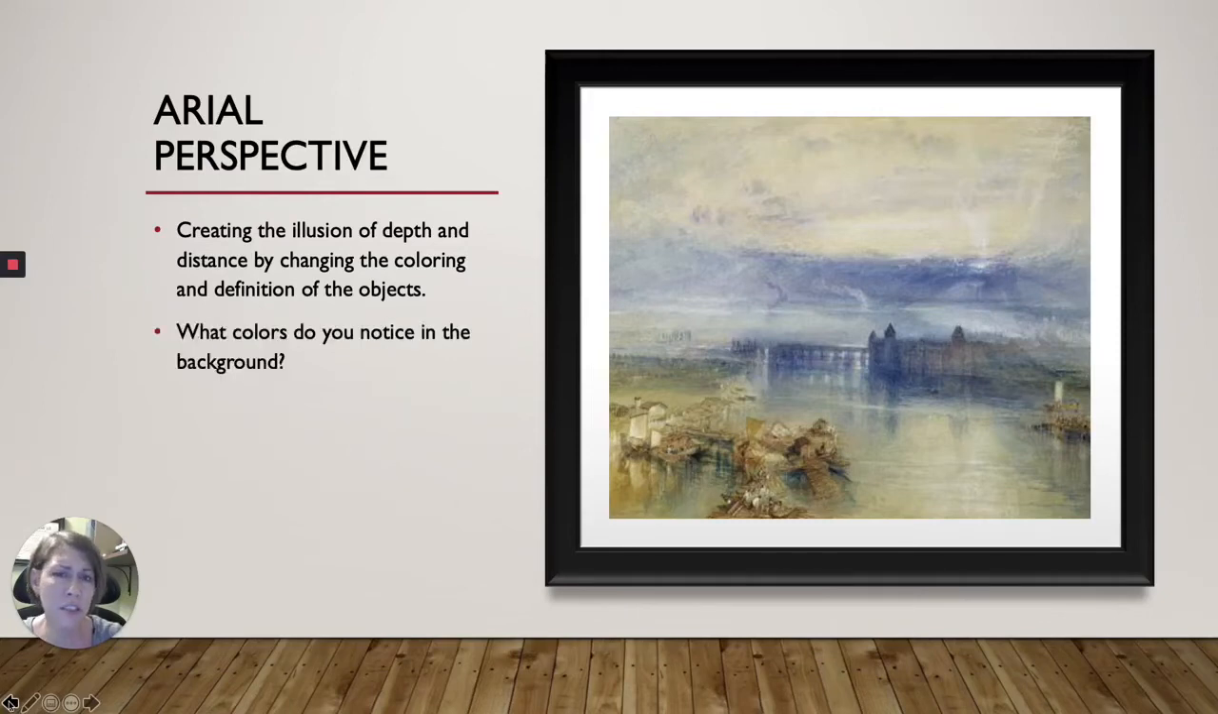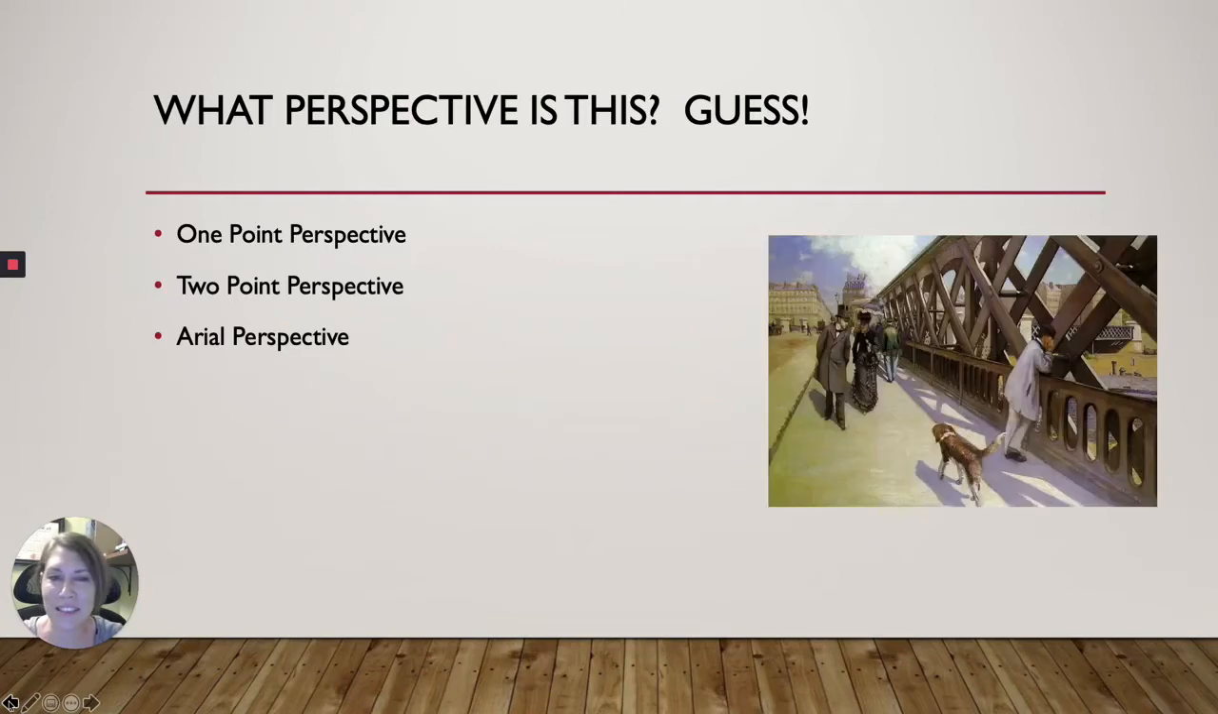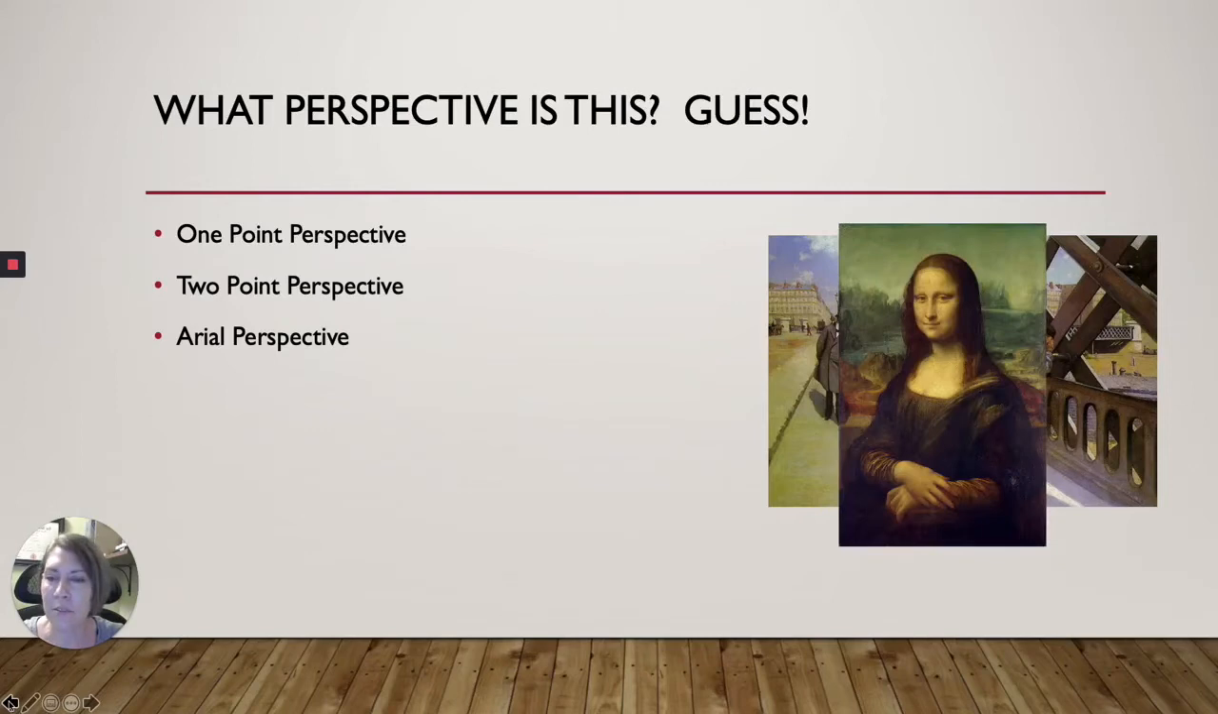So what colors here do you notice in the background? I see a lot of purples and blues, a little bit of greens. Let's see, are the objects in the background painted in detail? Not with this technique. So let's play a little game. Can you guess which perspective this is? If you said one perspective, you're correct. We're looking down the sidewalk toward that building in the back.